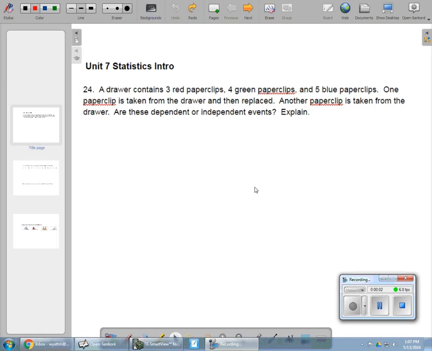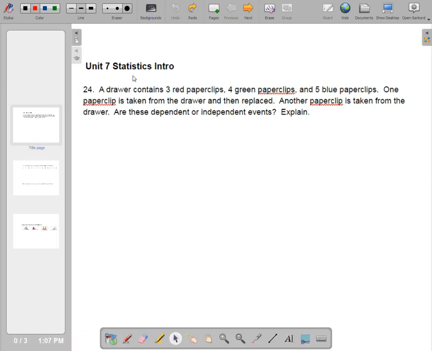Unit 7, our last unit, was our statistics unit, and the first question asks, are these dependent or independent events? So it says we have a bunch of paper clips in the drawer, we pull one out, and then we put it back in the drawer. If I pull a paper clip out again, does it depend on what happened the first time?